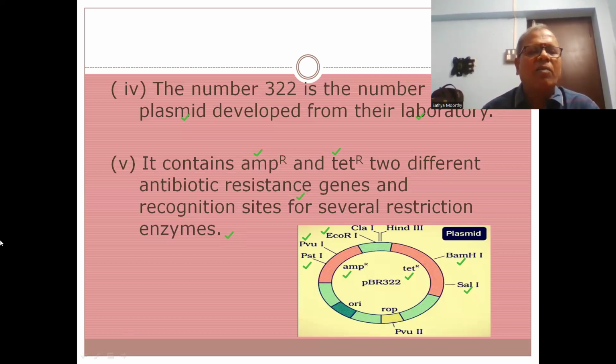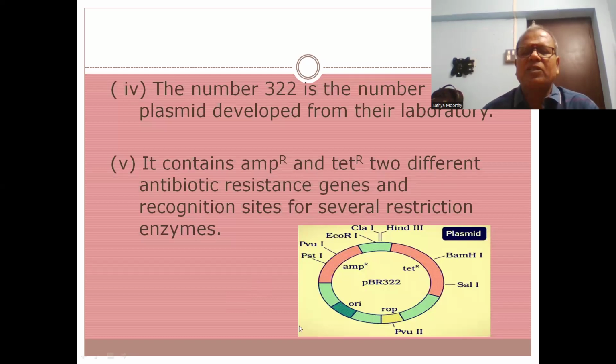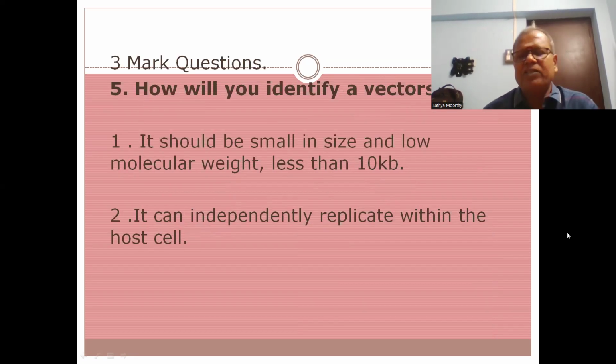And this plasmid also possesses an origin of replication. This is very important. Okay, it possesses an origin of replication. This is a very important one, where we can add the foreign gene.